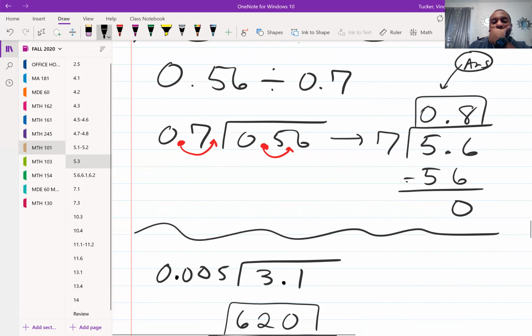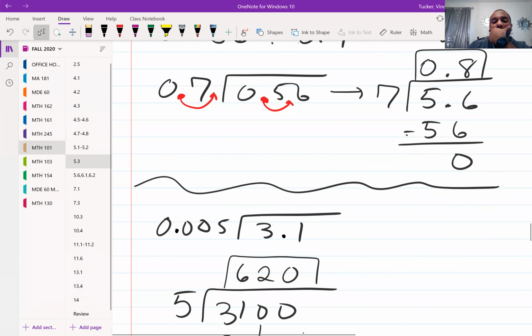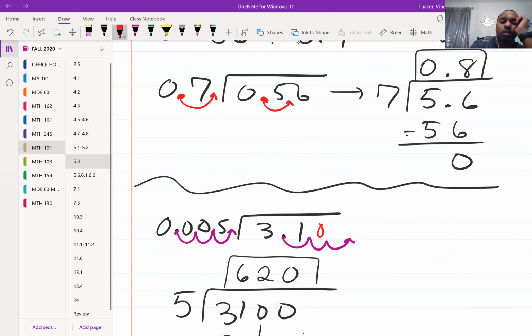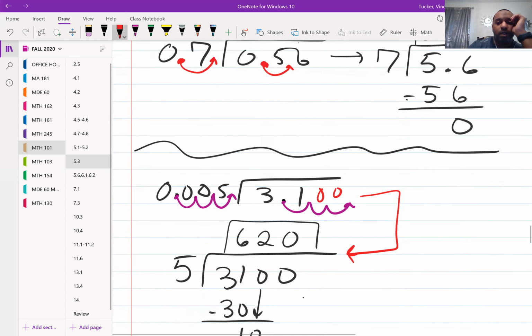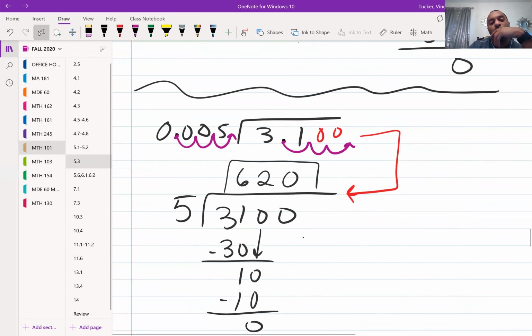All right. So for this next one, we have 0.005, and we want to divide that into 3.1. Once again, you take this decimal, move it however many spots it takes to get to the right of the rightmost digit, and then do that same thing here. It's 3 decimal places, so we move it 3 spots in both cases. And so that's how we have this new problem: we're taking 5 and dividing it into 3100.